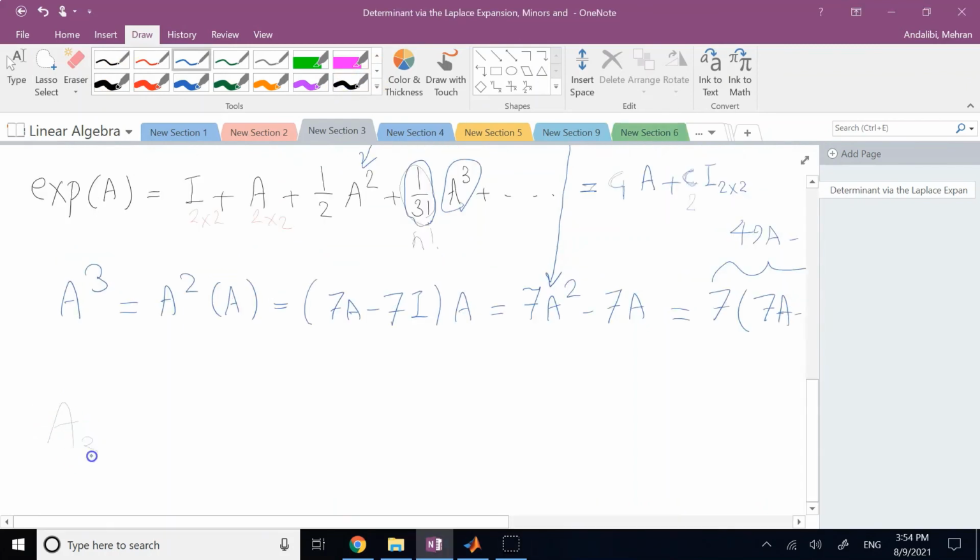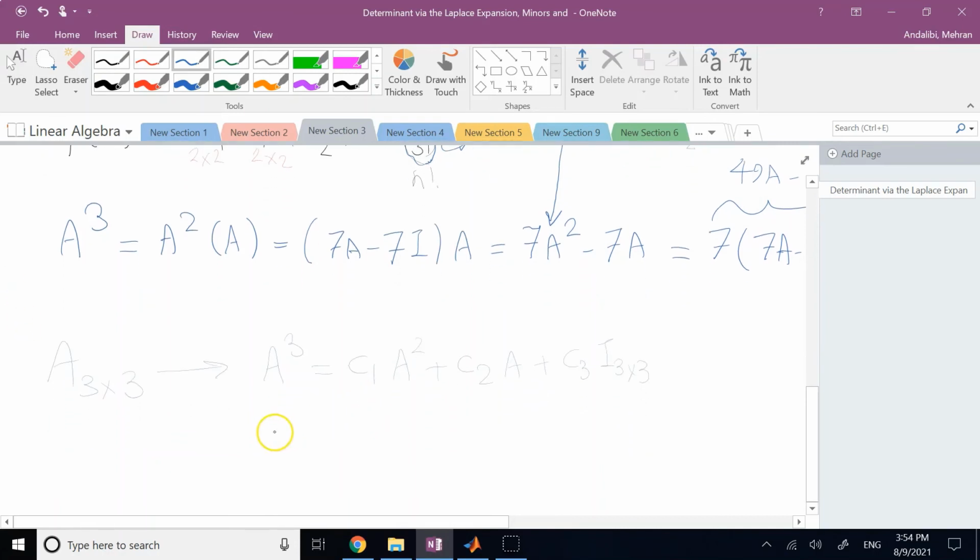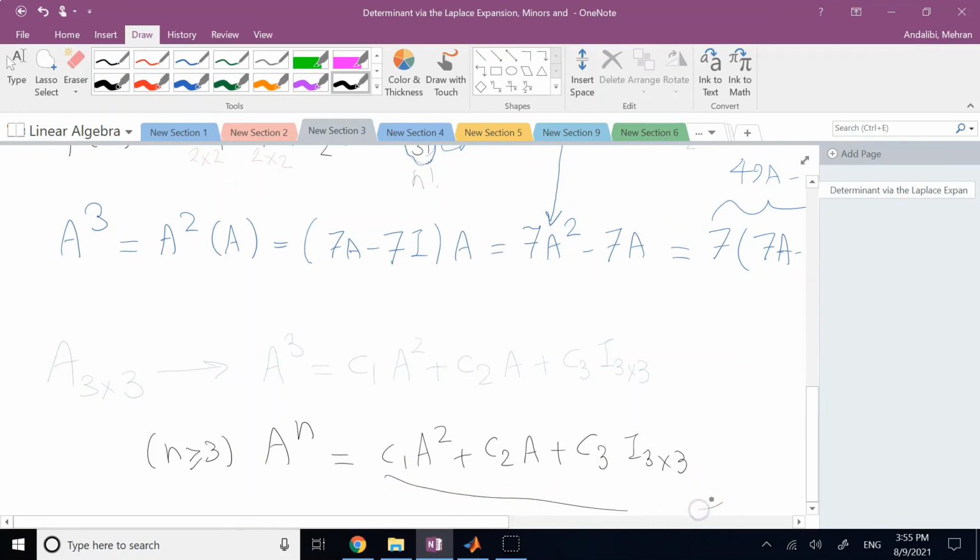Now, what if the matrix A is 3 by 3? When it's 3 by 3, based on Cayley-Hamilton, you can write A cubed as a function of smaller powers of A. So C1 times A squared plus C2 times A plus C3 times I, where I is 3 by 3. And not only that, you can also write in general, not only power 3, you can write any power of A as long as that power is bigger than or equal to 3. You can write it this way, like C1 A squared plus C2 A plus C3 I, 3 by 3. And so when you have a function of A, you can also write it this way as well.